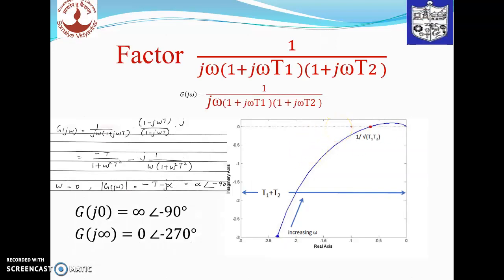Yes, this is the polar plot of the transfer function given. So this is how we can draw the polar plots.